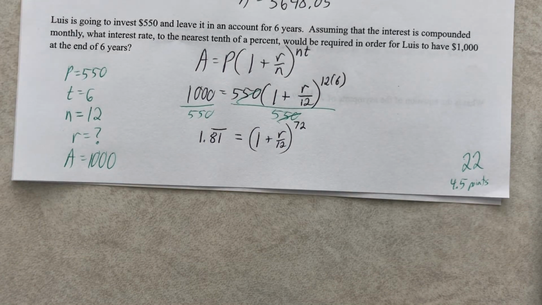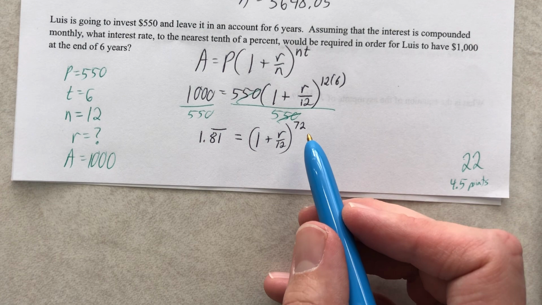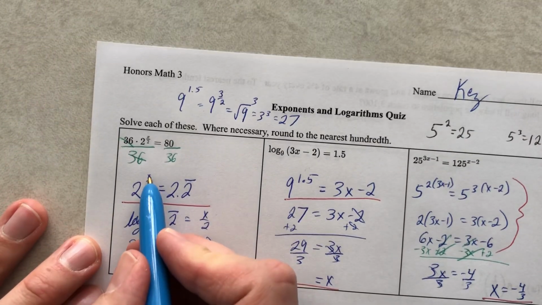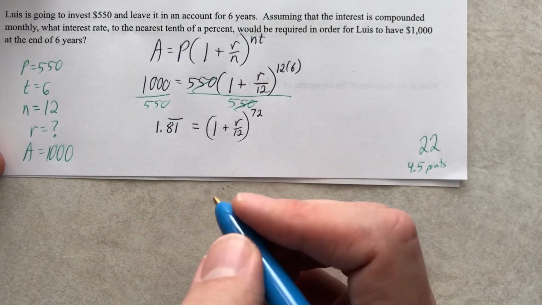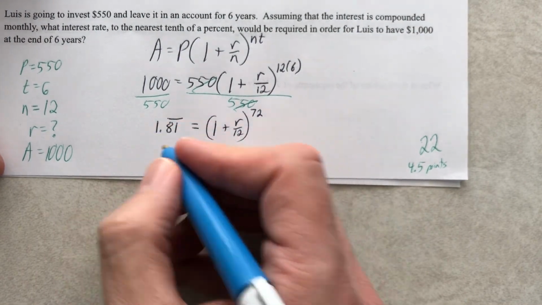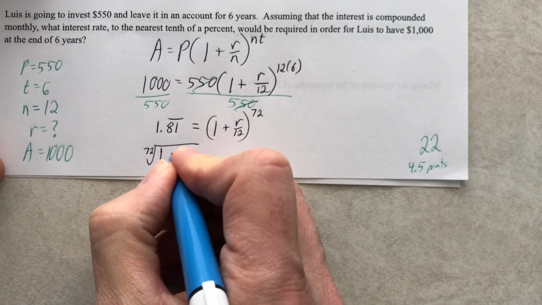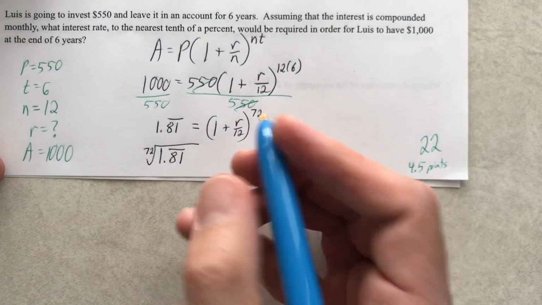Okay, at this point, we have to solve for R and we've got to move this exponent. It is not a logarithm. Logarithms are used when I have a variable in the exponent. I do not have a variable in the exponent, so this is not a logarithm. This is going to be, ugly as it is, the 72nd root of this decimal. And again, this decimal came from dividing 1,000 by 550.